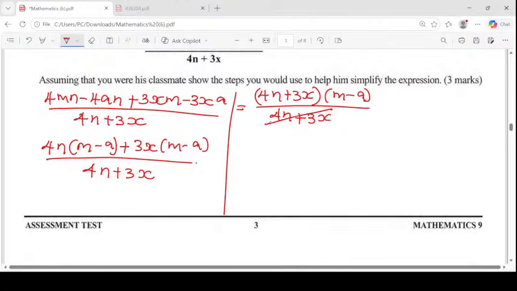In this case, 4n plus 3x and 4n plus 3x will cancel. My final answer will be m minus a. That is the simplified expression. And I hope you've understood what has been done in that particular question.